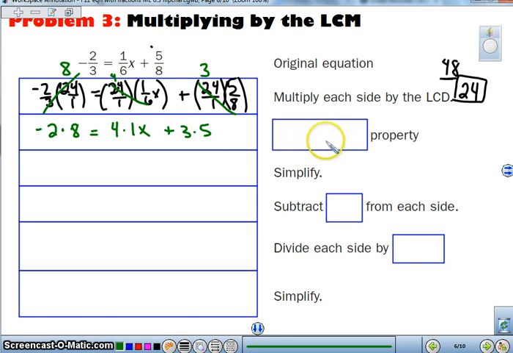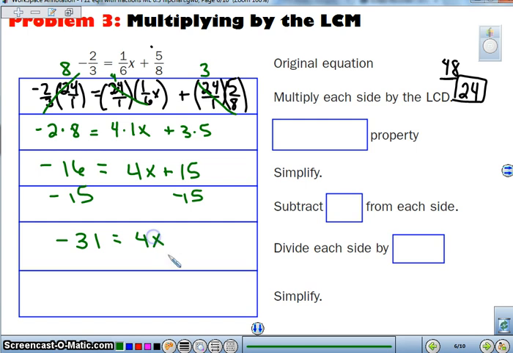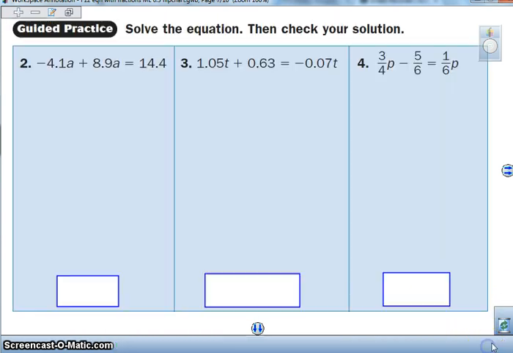So if we were looking at that, we're going to do our multiplication of each term. We now have negative 16 equals 4x plus 15. We are going to subtract 15 from both sides of the equation. We get a negative 31 equals 4x. Divide both sides by 4. Again, if you need to pause the video, we're going to leave our answer as negative 31/4. Could you leave it as a negative 7 3/4? Yes, but not a decimal. Since we started with a fraction, we end with a fraction.